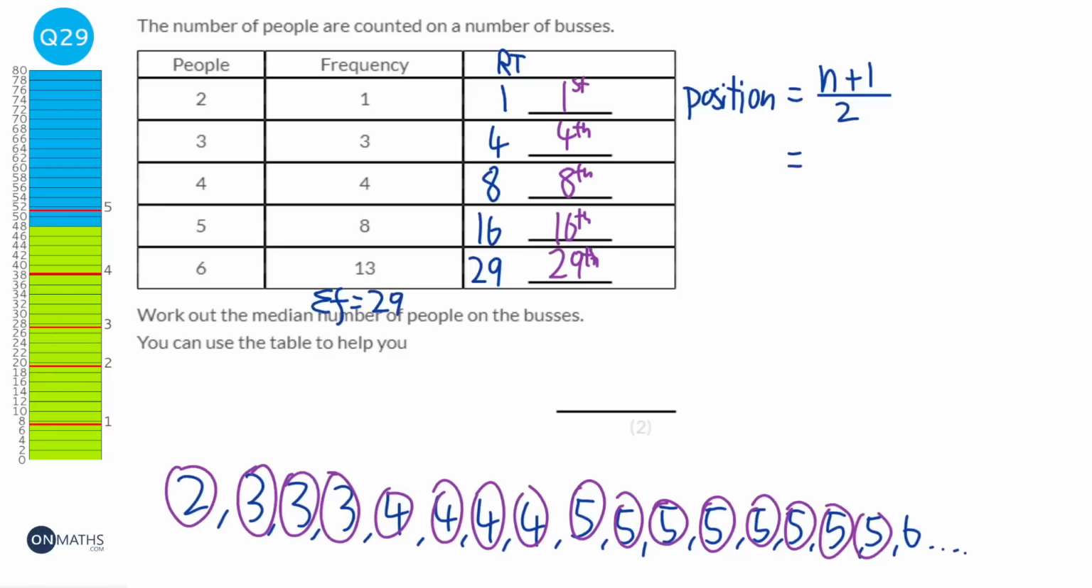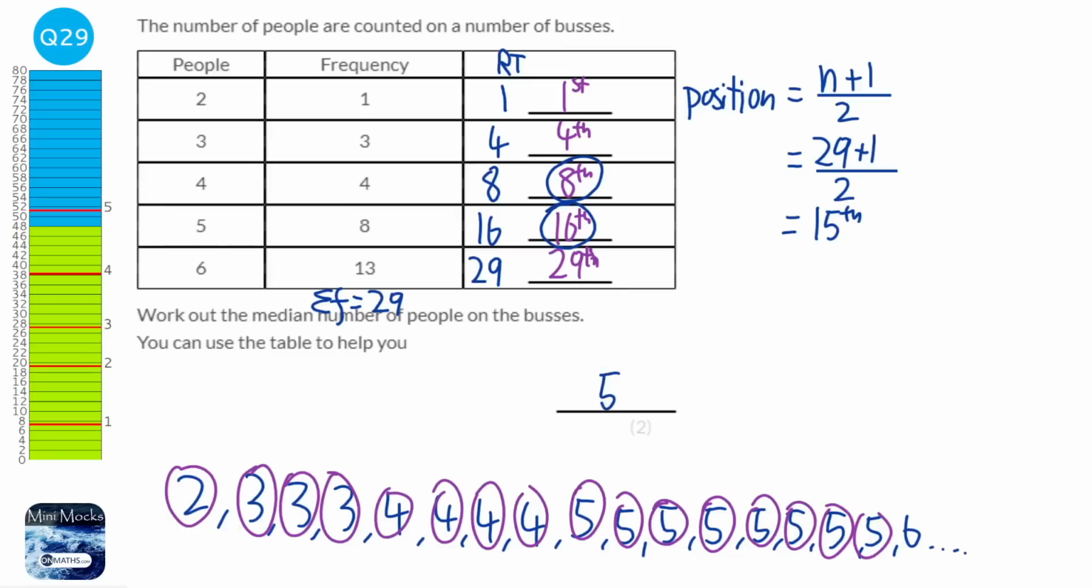So using our formula, which is 29 plus 1 divided by 2. 29 plus 1 is 30, divided by 2 is 15. So we're looking for the 15th number. So looking down our running total list, well, the last number that's a 4 is the 8th number, so we haven't got to the 15th number yet. And the last number that's a 5 is the 16th number. So if the last number that's a 5 is the 16th number, then surely the 15th must also be a 5. And so our median is 5.